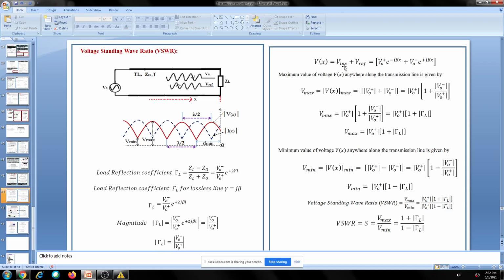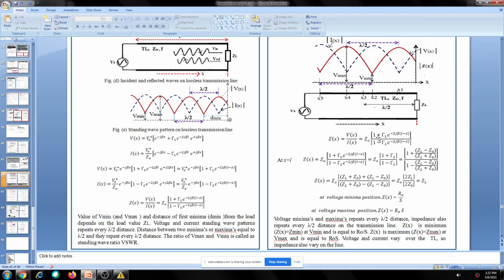See, when V incident and V reflected are in phase, we will be getting the maximum value of V of X. Similarly, we will be getting the minimum whenever they are out of phase. Whenever the maximum phase difference is there between the two, we will be getting the minimum. That depends upon the distance at some position on the line.